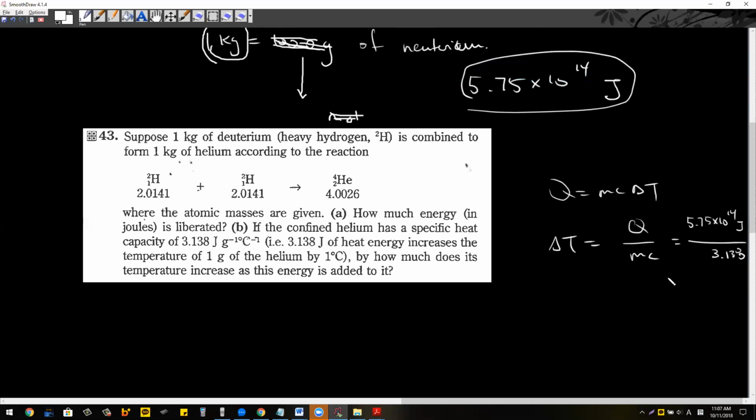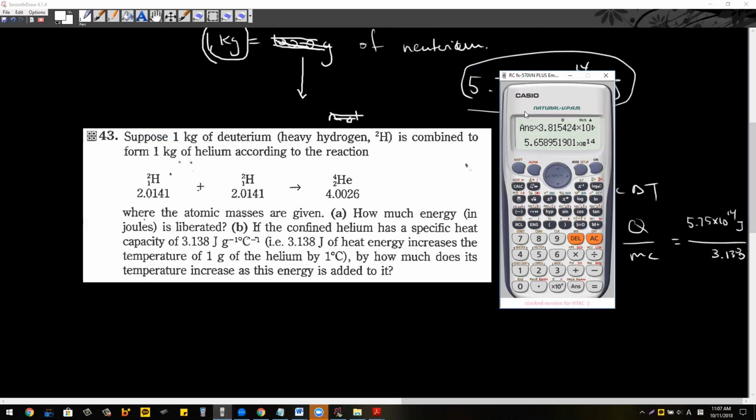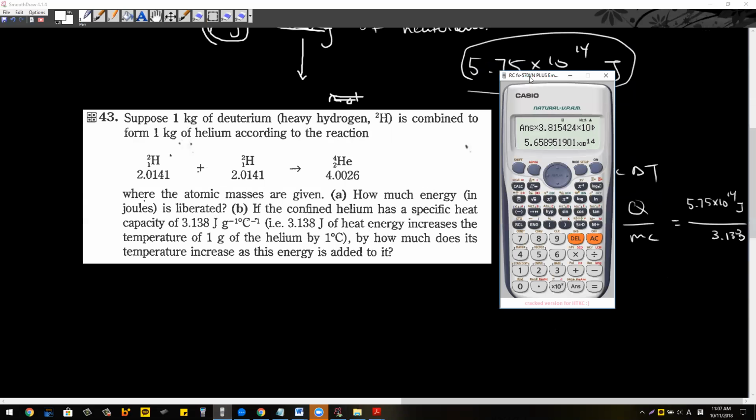So we have to figure out how many heliums there are, right? So you got 1 kilogram of deuterium. What do we have to do to figure out the number of the heliums? Can't you just convert the U of helium? The number of helium would be the same as the number of reactions, right? Why can't you just convert 4.0026 into kilograms?